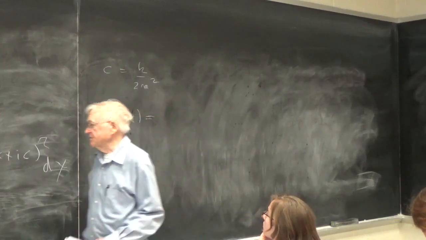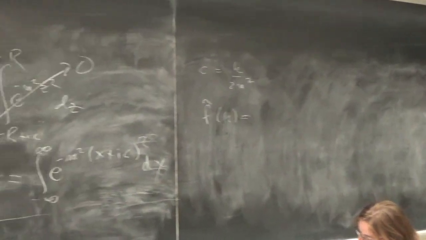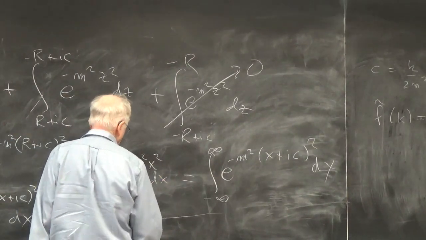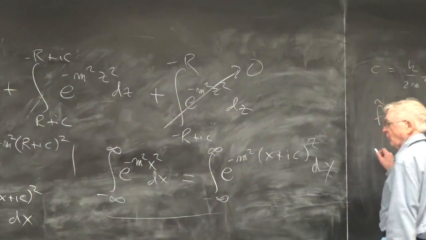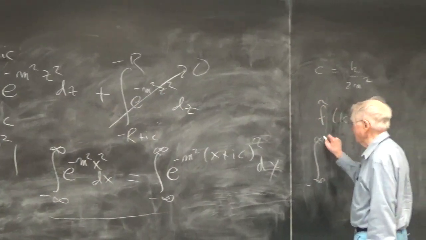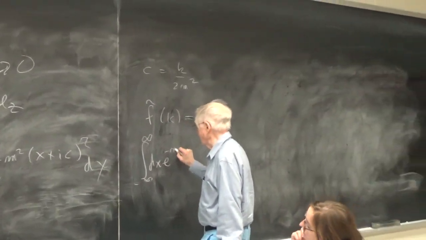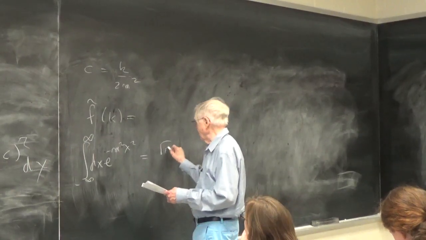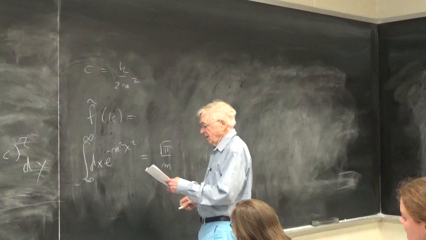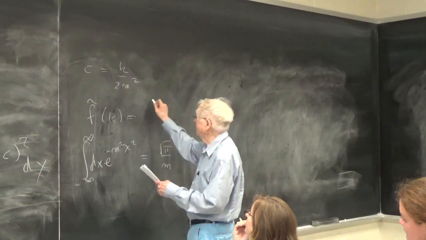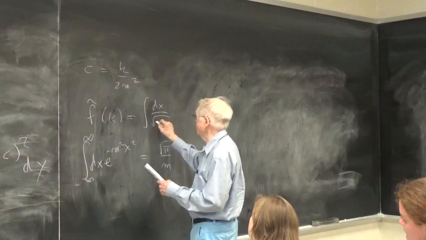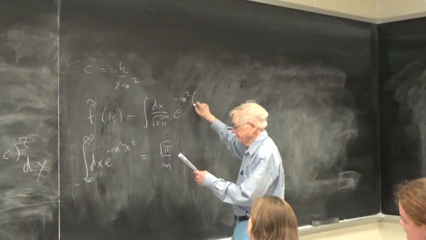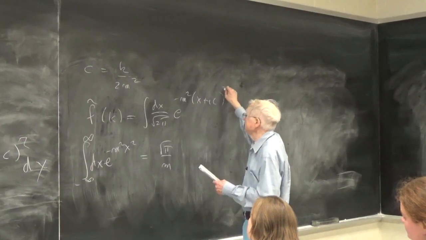well, I'm sorry, I skipped something. This is a famous integral. This is an integral of a quadratic form, and so this thing, the integral from minus infinity to plus infinity, dx e to the minus m squared x squared, is equal to square root of pi over m. And so f tilde of k, which is an integral dx over square root of 2 pi e to the minus m squared (x plus ic) squared.